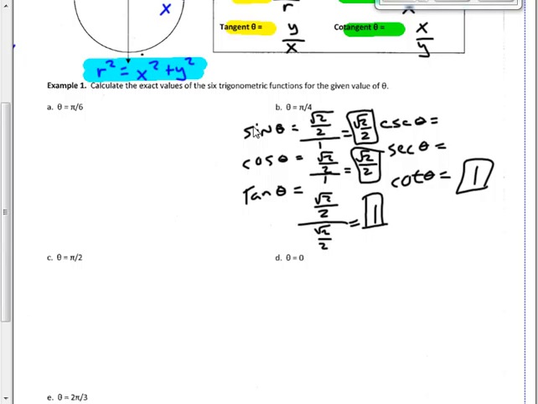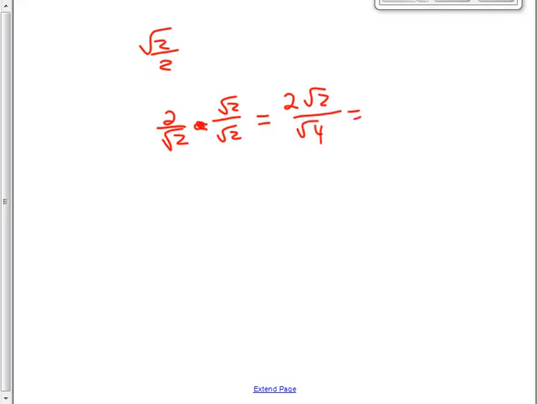Cosecant, square root of 2 over 2. When I flip that over, I get 2 over the square root of 2. I can't leave it like that. I need to multiply both top and bottom by the square root of 2. So I get 2 square roots of 2 over the square root of 4. The square root of 4 is 2. The 2's cancel, and I get the square root of 2.